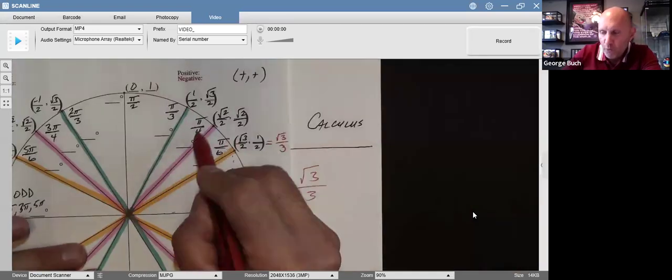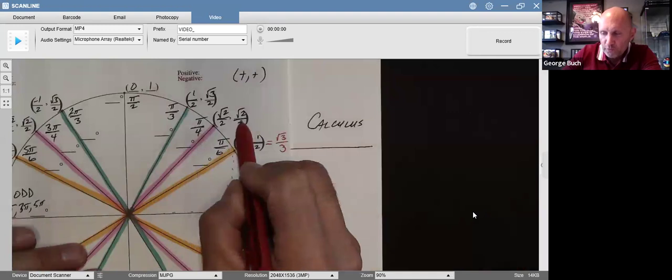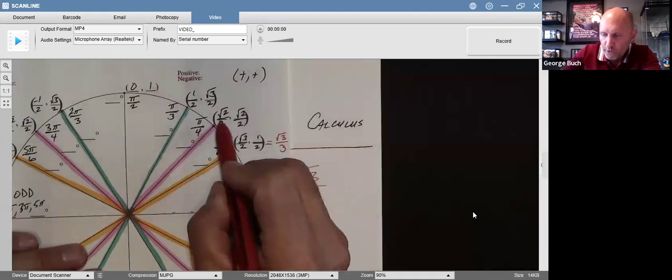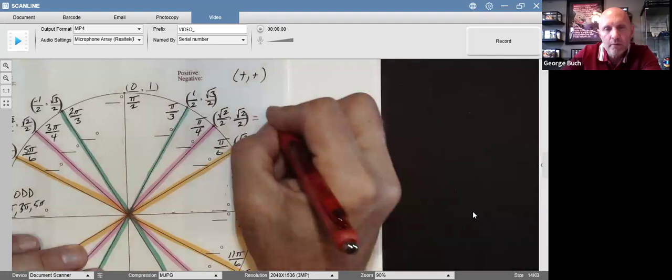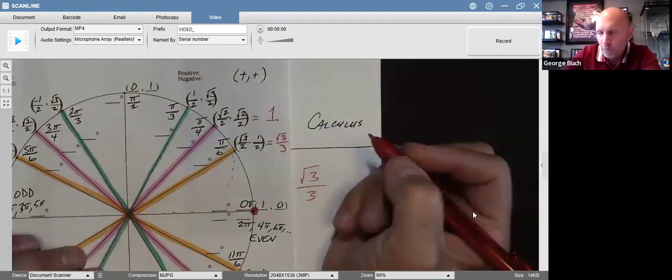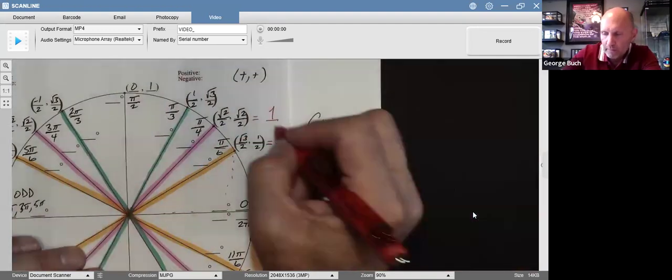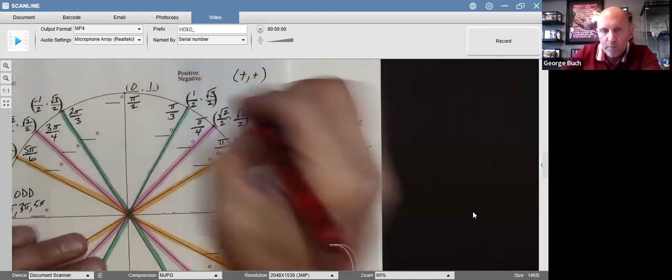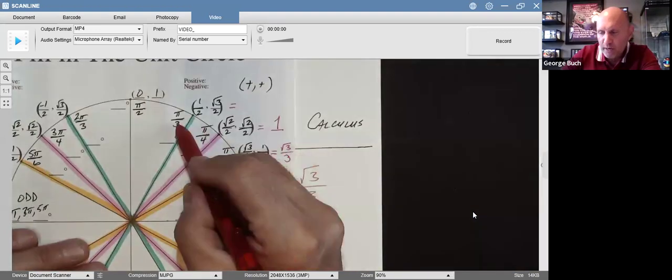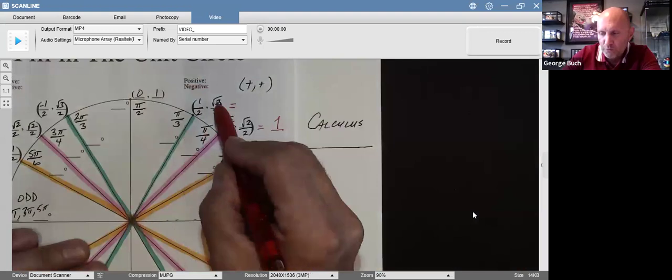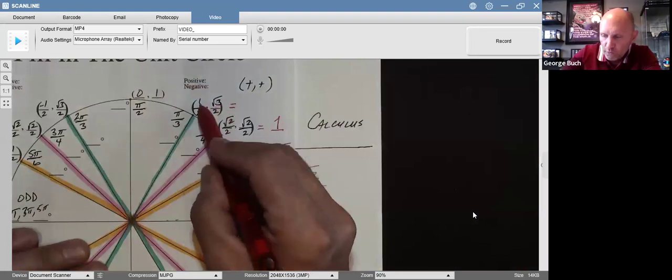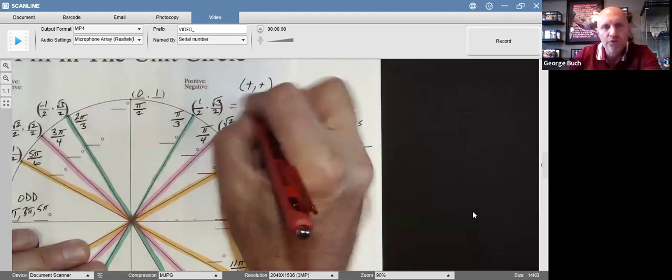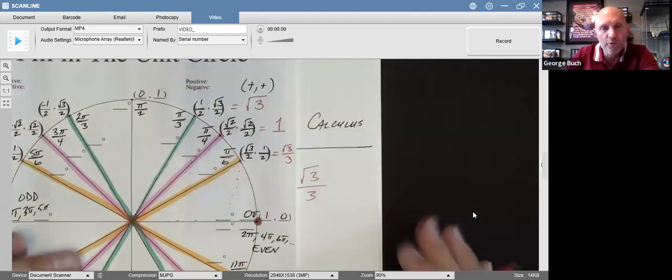Tangent of pi over 4 is what? Root 2 over 2 divided by root 2 over 2, which is 1. So tangent of pi over 4 is 1. And then for pi over 3, tangent of pi over 3 is square root of 3 over 2 divided by 1/2, which when we simplify it, just becomes square root of 3.